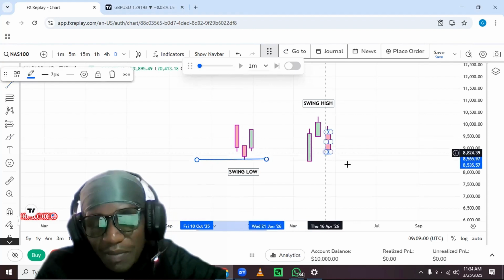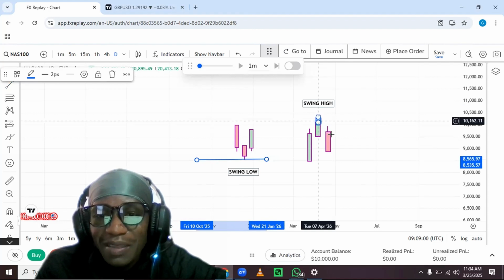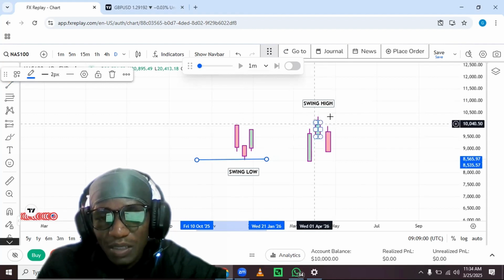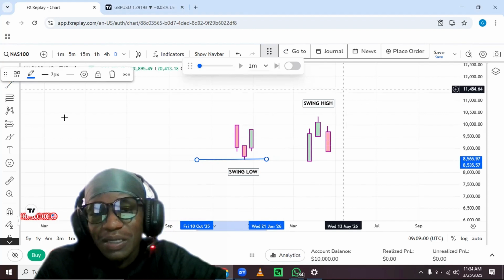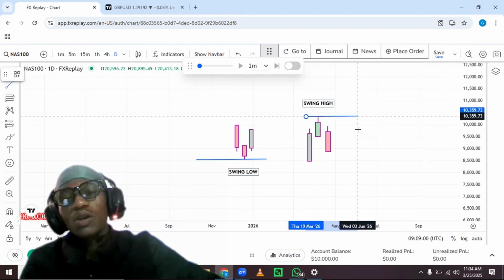Swing high, same thing as well, vice versa. The middle candle is the upper one, and these two don't overlap with it or don't surpass it. So this is what we'll mark also as our swing high point.